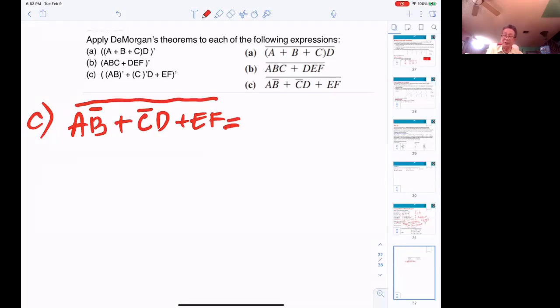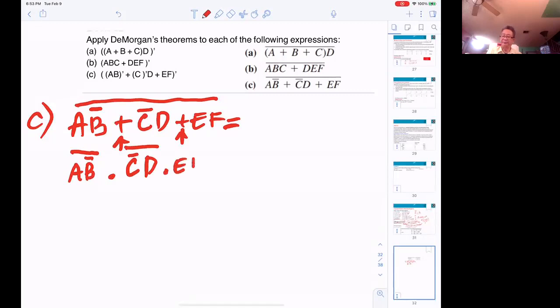Okay, first thing you need to take care of this guy. Take care of this guy. So you can get A, not B, not. That will be N. Not C, D, not. That will be N. Okay? You get that?